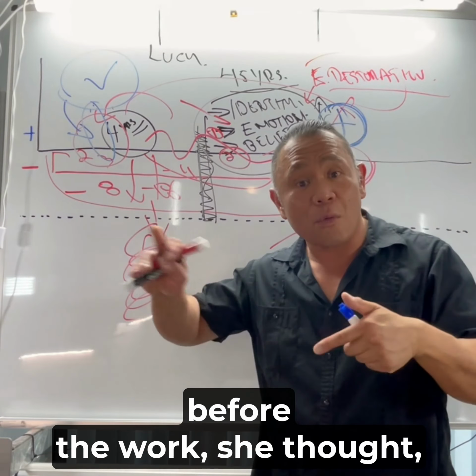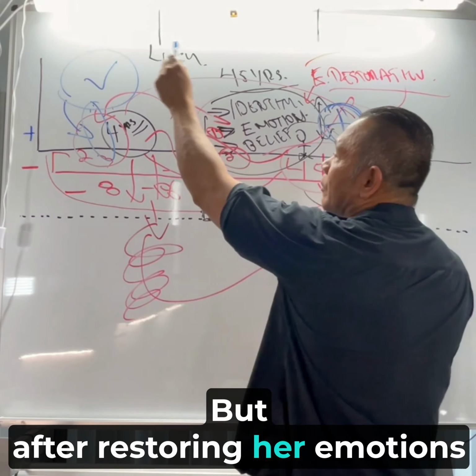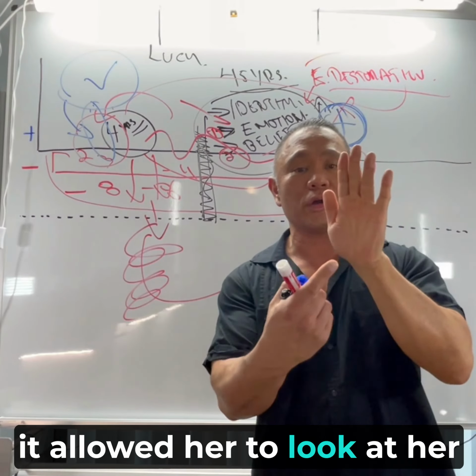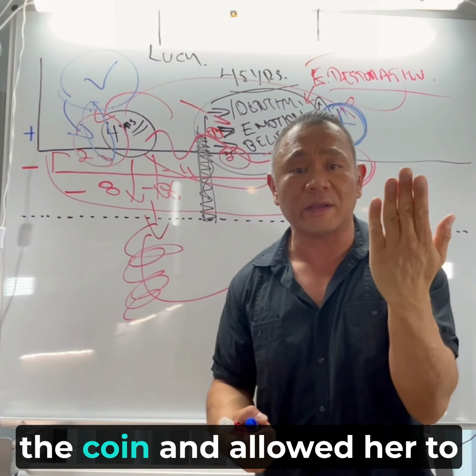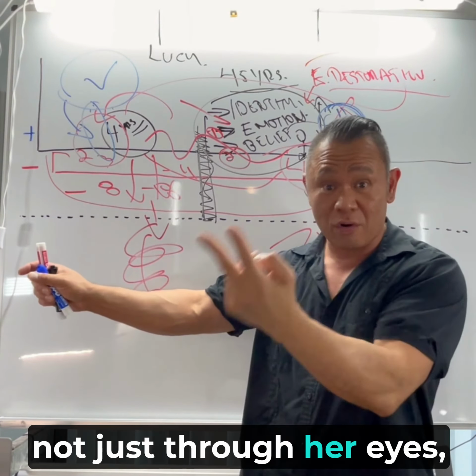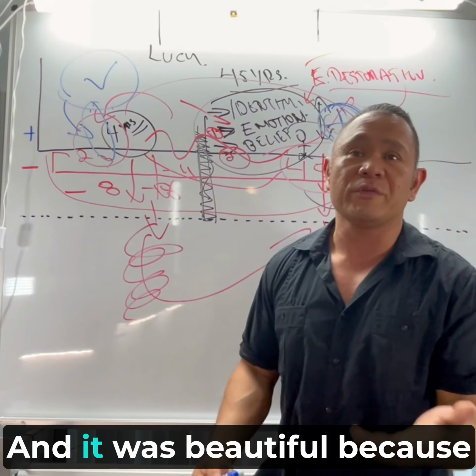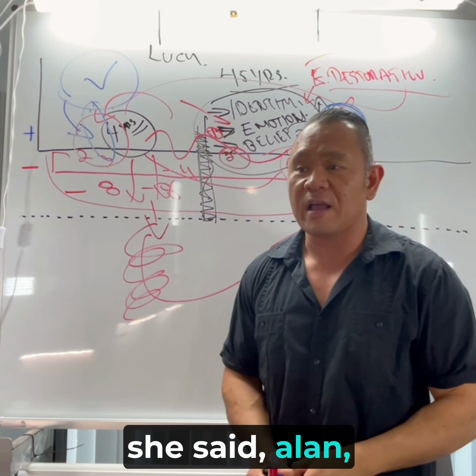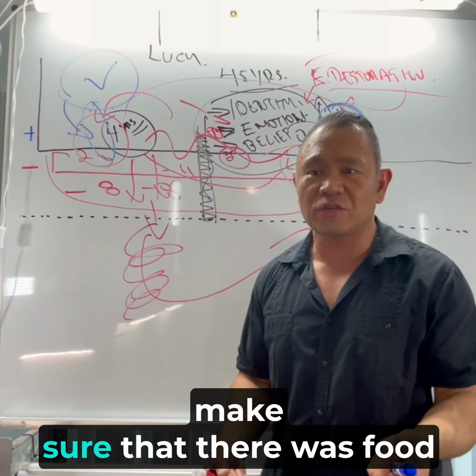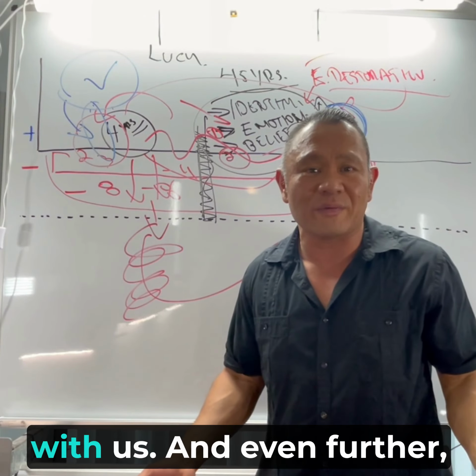And in her mind, before the work, she thought, oh my God, my parents abandoned me. But after restoring her emotions and having her carry that back to the present, it allowed her to look at her life from the other side of the coin, to see life during that time not just through her eyes, but through her parents' eyes, to see what they were going through. And it was beautiful because she said, Alan, I never realized this, but it's crazy. My parents worked so hard to make sure there was food on the table for me and my siblings. So of course they couldn't be with us.